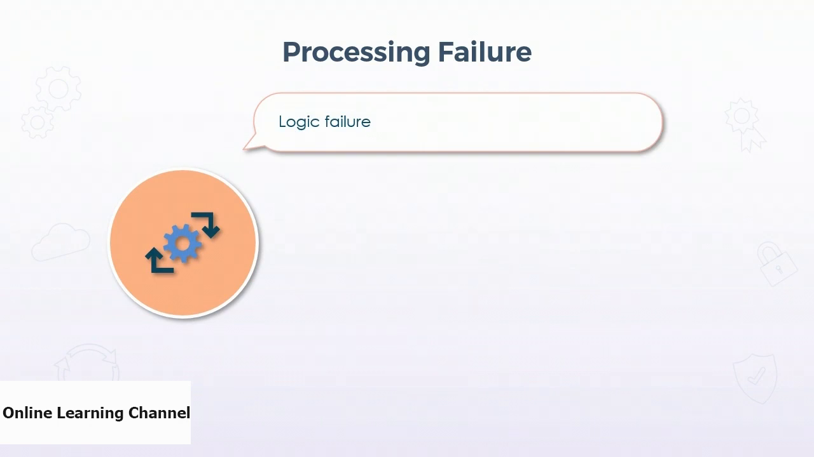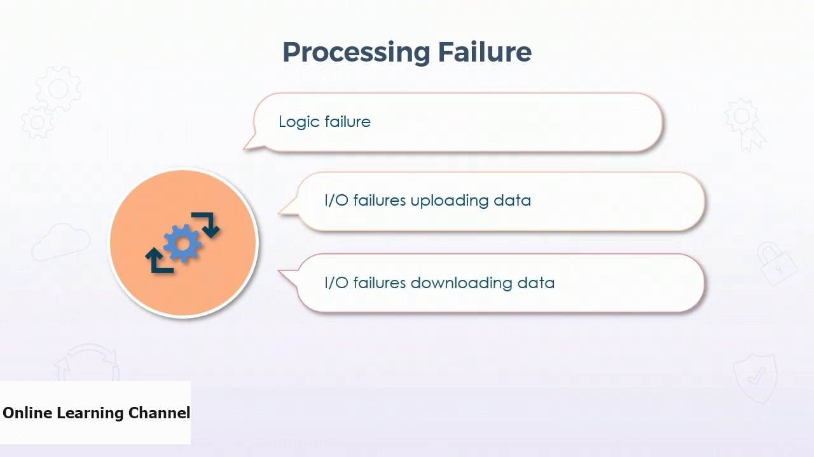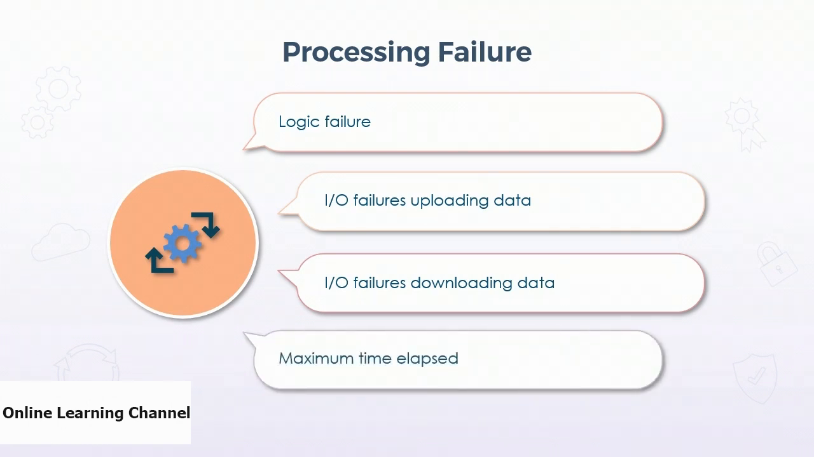Next, we have failure during processing. This can be due to logic failure. For example, your code results in an array overrun in certain conditions. It can be caused by I/O failures if you're uploading data during your processing, or I/O failures during downloading as you write data to a sink. And batch processes typically have a maximum time elapsed setting, which is the maximum time a batch process will be allowed to run before it times out. You should consider all of these possible failure points when troubleshooting your batch process.